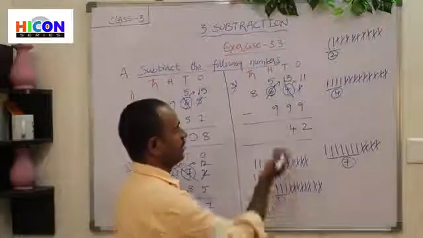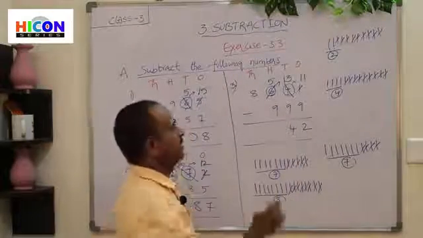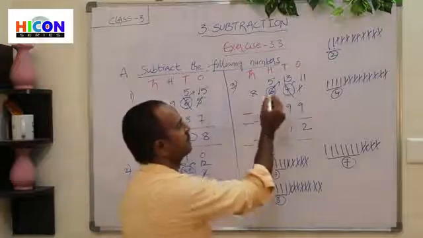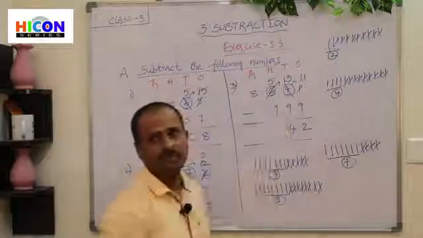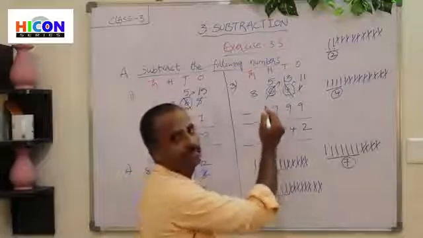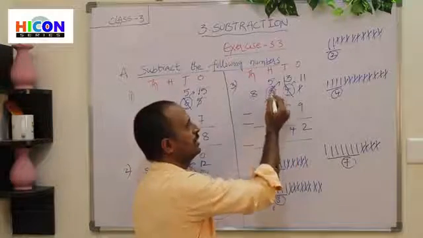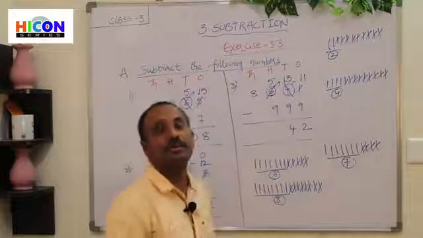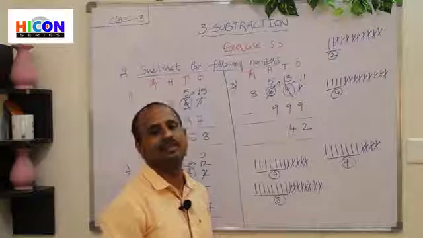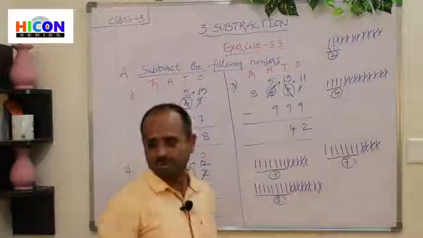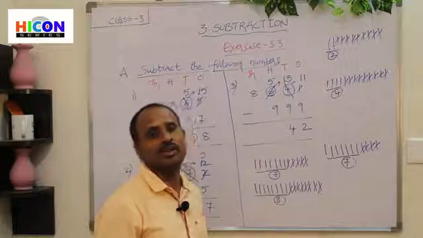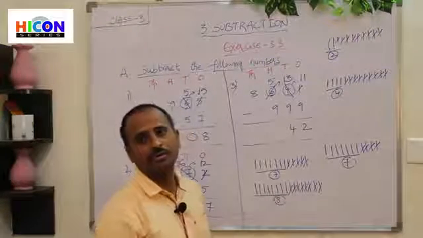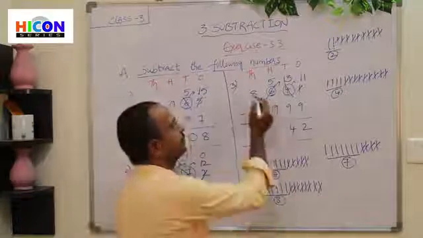So children, next go to the hundreds place. What are the digits present in the hundreds place? 5 and 9. Can we subtract 9 from 5? No, because 5 is the smaller number and 9 is the greater number. We cannot subtract a greater number from a smaller number. So here subtraction is not possible. Then if the subtraction is not possible, what do we have to do? We have to borrow from its previous place.